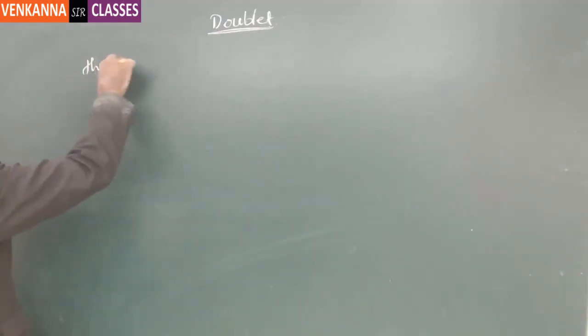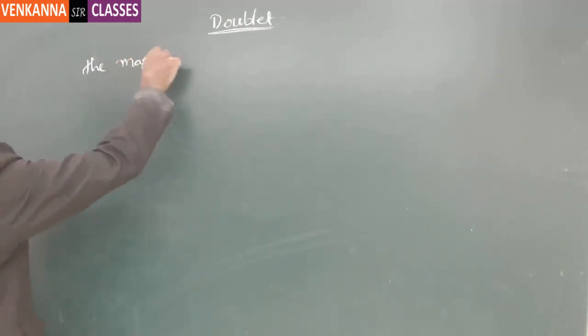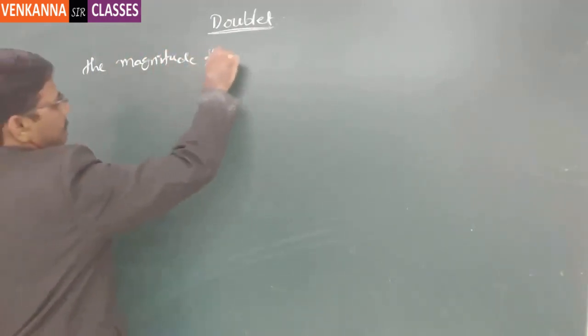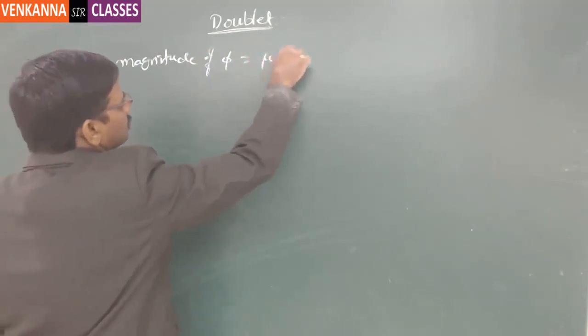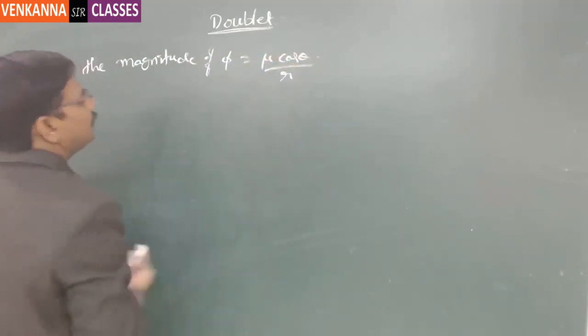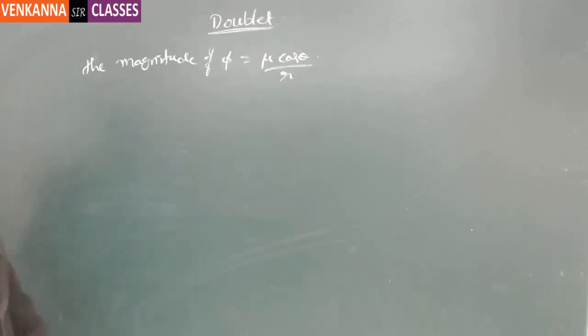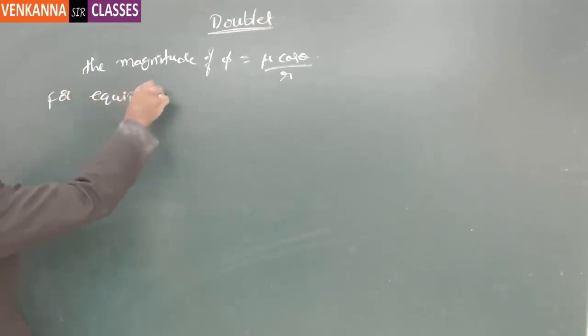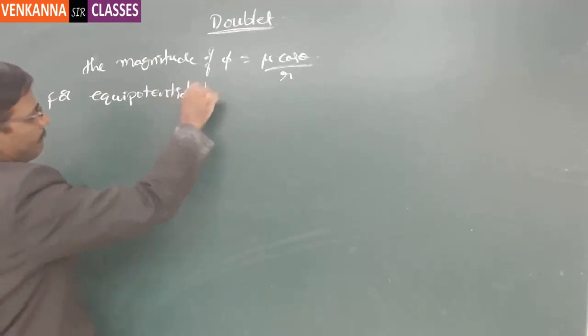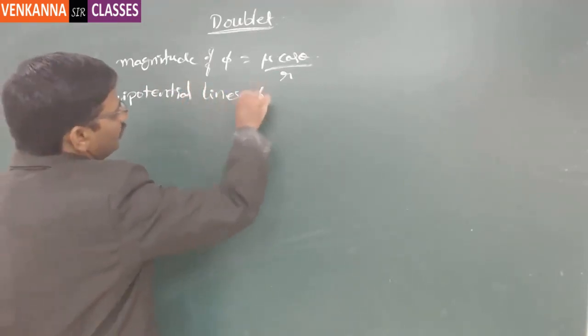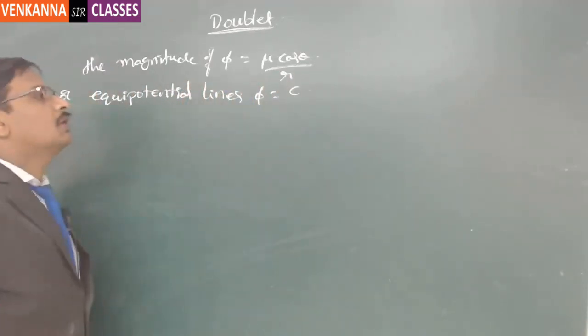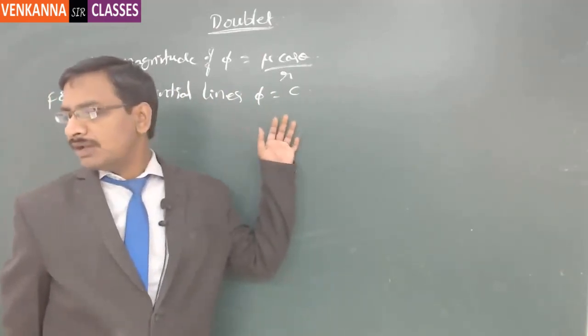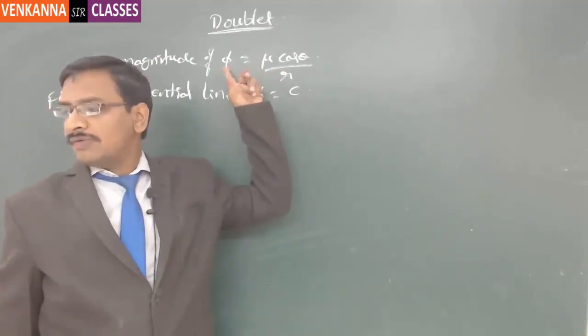And then the phi value we got, the magnitude of phi, is mu cos theta by r. So for constant potential lines, for equipotential lines, phi you can treat as constant. So that's where we treat all the potential magnitudes as constant, where the curve phi is equal to constant.